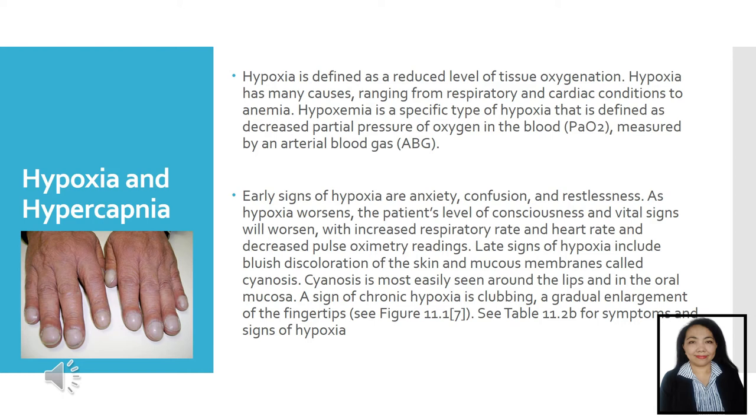Okay, late signs of hypoxia include bluish, nako, nag-blue na si pasyente. Bluish discoloration of the skin and the mucous membranes called cyanosis, which is most easily seen around the lips and in the oral mucosa. A sign of chronic hypoxia, just like the picture on the left, is your clubbing of the fingers. There is this gradual enlargement of the fingertips and yung angle niya na nagiging abnormal. Okay, what are the signs of hypoxia again? Early signs are anxiety, confusion, and restlessness, and increased levels of respiratory rate and heart rate. While your late signs of hypoxia include yung cyanosis na. And a much later sign, which is because of chronic hypoxia, is already your clubbing of the fingernails.